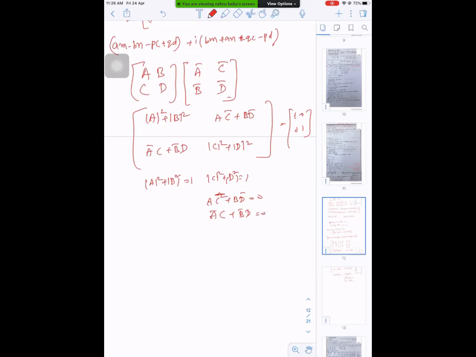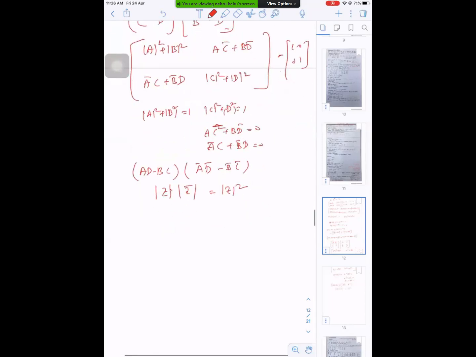Now det wise, what are you getting? The first one's det is AD minus BC, into the second one's det, which is A bar D bar minus B bar C bar. If you assume this is Z, the second one is Z bar only. So magnitude wise, mod Z equals mod Z bar, and the product is mod Z square. Or if you directly multiply this, what will you get? The first result is A square D square.